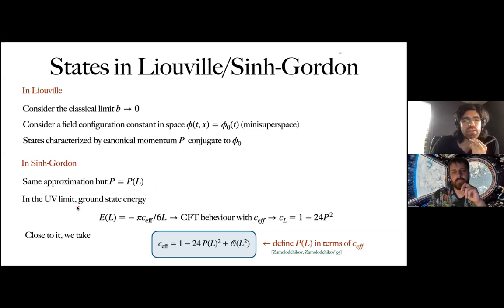Now, if you take the UV, basically the energy of the ground state of the sinh-Gordon, which is often written in terms of the effective central charge, acquires the CFT behavior where the central charge approaches the Liouville central charge, which is 1 minus 24 t squared. So when we are not sitting at the CFT point, but very close to it, we'll take the same approximation, saying that the effective central charge will be 1 minus 24 t of L squared.